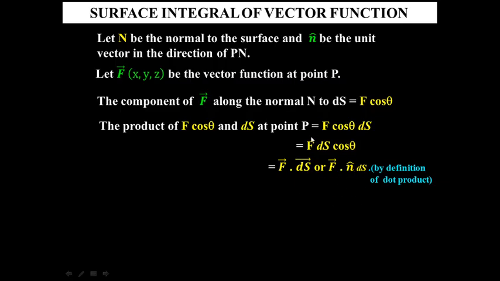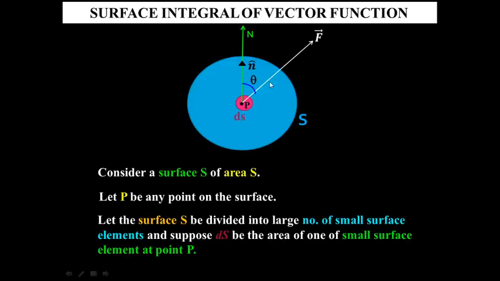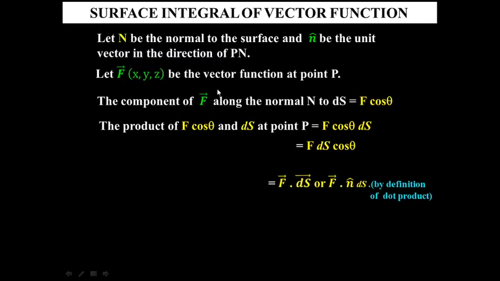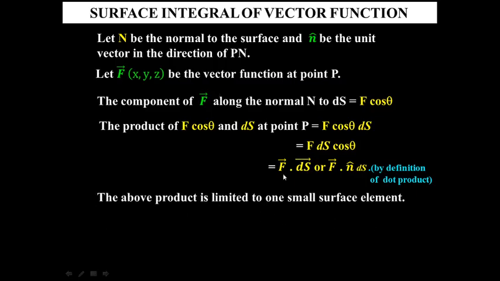Now this product is only limited to one small area element, that is, a small surface element. But that big blue surface is made up of many small elements. So that product, the above product, is only limited to the small surface element.